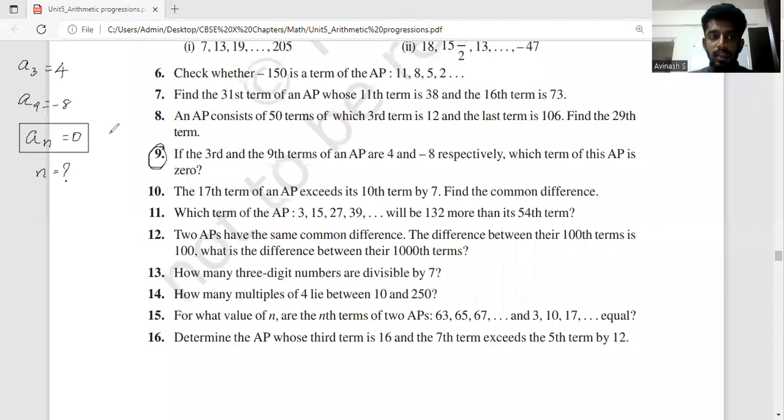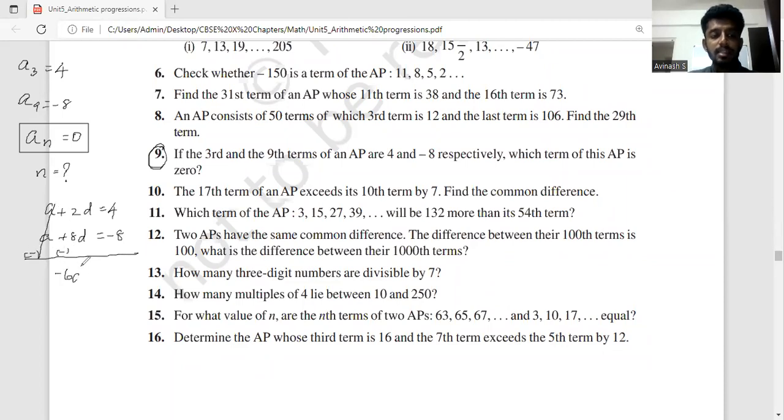So we have been given that A3 is 4, which means A plus 2D is 4. And we have also been given that A9 is minus 8, which means A plus 8D is minus 8. And now we eliminate them. So when we eliminate A and minus A, they will get cancelled.